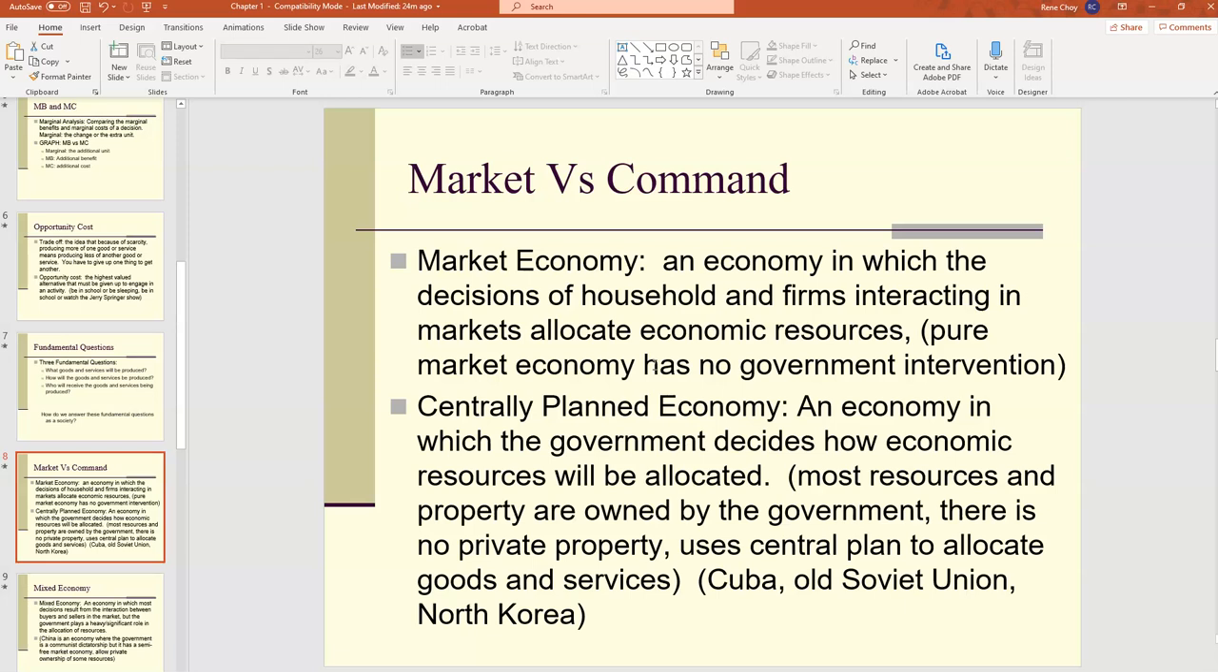In a centrally planned economy, the decisions of how to allocate economic resources are being made by a central government. These are usually what we call single party systems, where you have only one party, one group of people, or one person managing the majority of the resources. So in a centrally planned economy, most resources and property are owned by the government. There is very little private property, if anything, and resources are centrally planned to allocate goods and services. Examples are places like Cuba, the old Soviet Union, or North Korea.